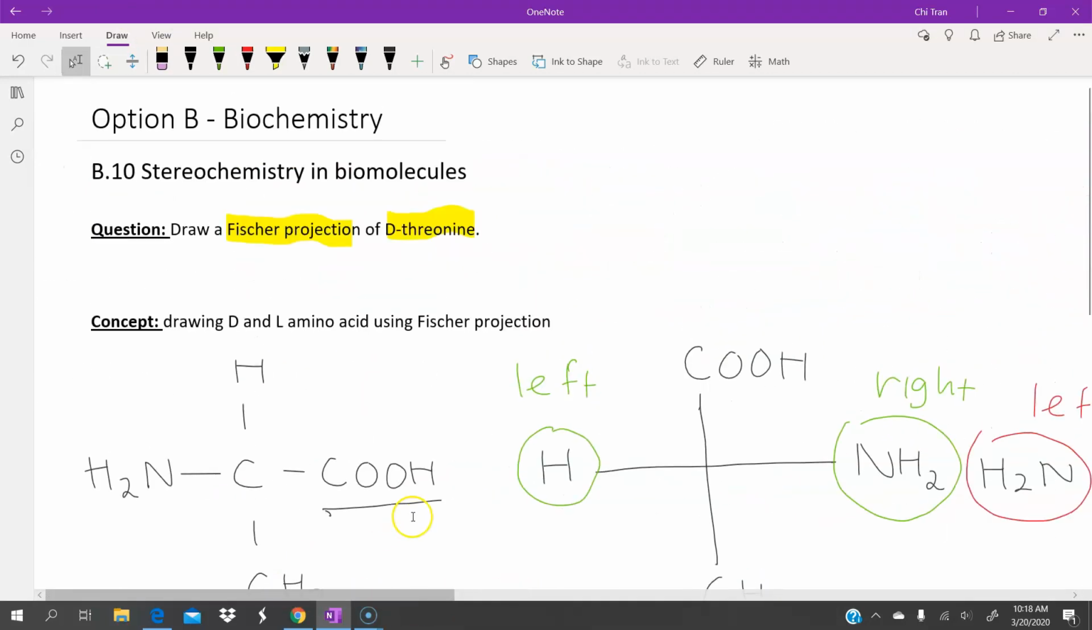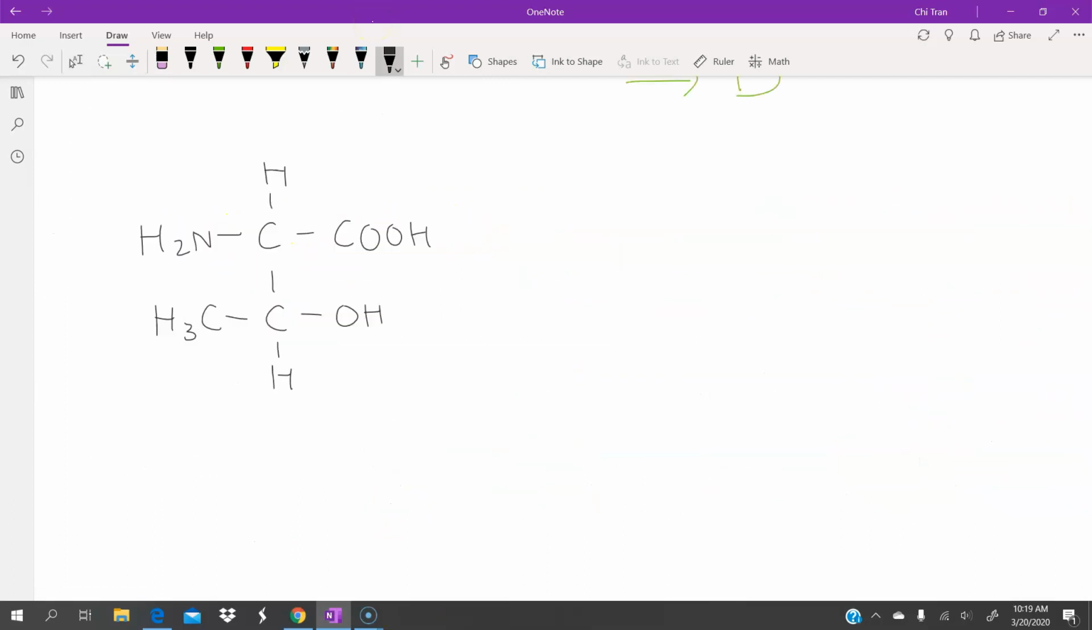So going back to our question, we need to draw a Fischer projection of D-threonine. So this is a molecule of threonine, and you can find this in the data booklet. So we first need to set up a Fischer projection. So we know that we have the carboxyl group on top and then a cross. But since we have another carbon here in the R group, we need to make a section. And at the bottom, we have CH3. And remember, we're trying to align all our carbon. So you can see how that works since it's set up.